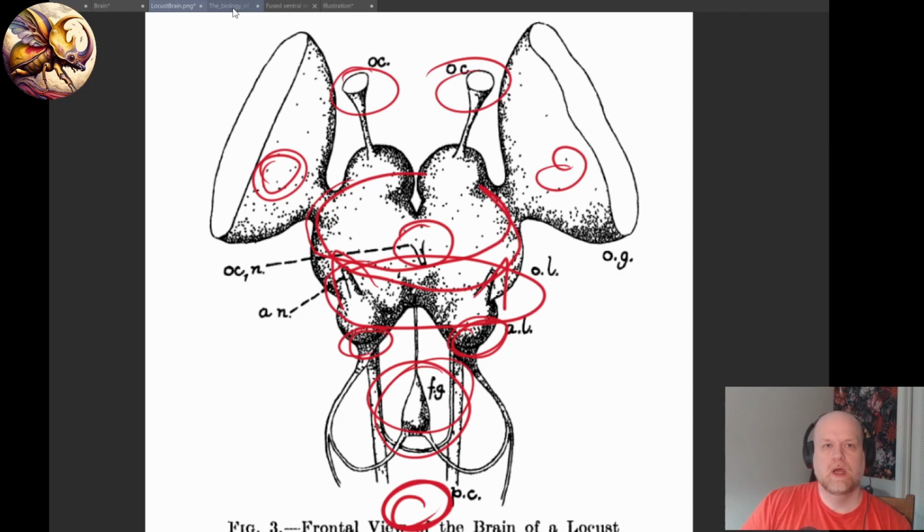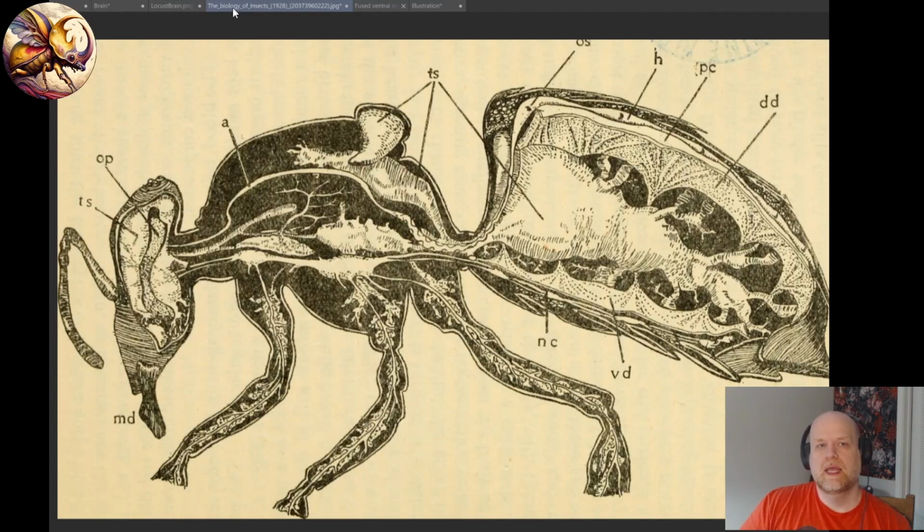So the next part of the nervous system is the ventral nerve cord, and this is what controls movement throughout the rest of the body. This is a cross-section of a honeybee, and I briefly mentioned the ventral nerve cord earlier in some of the earlier recordings about metamerization.